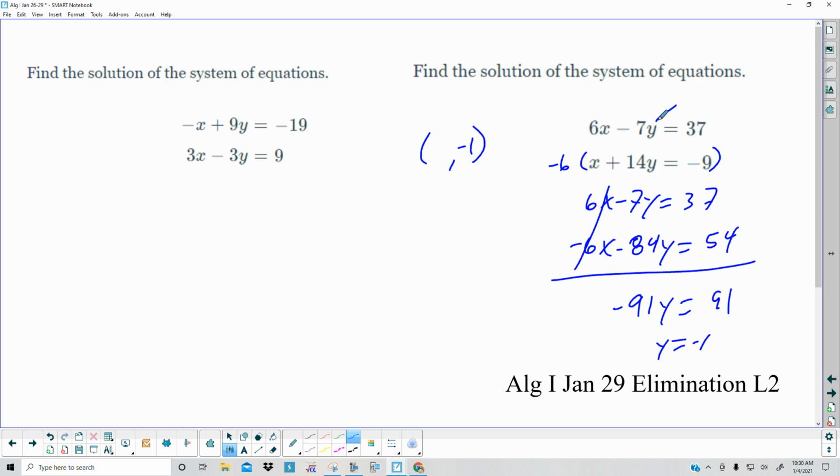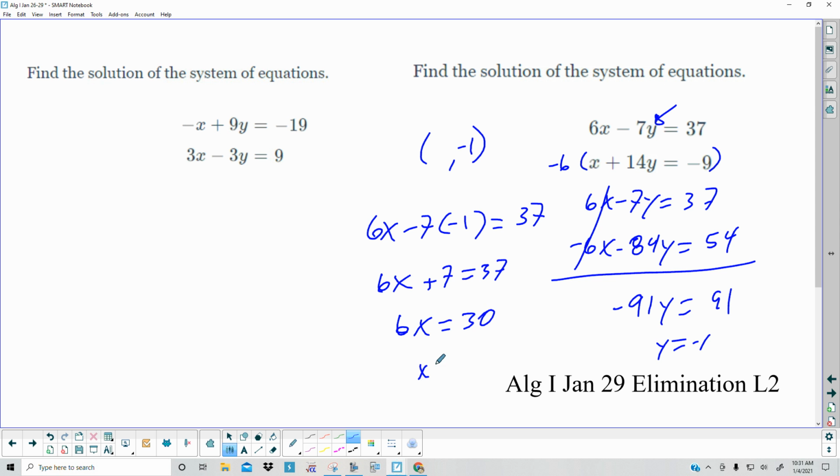How about I fill it in for this one right here? So I'd have 6x minus 7 times whatever y is worth, it's positive 37. I'm going to fill in the negative 1. So I have 6x plus 7 is equal to 37. Subtract the 7, and you get 30. Divide by 6, and you get 5.